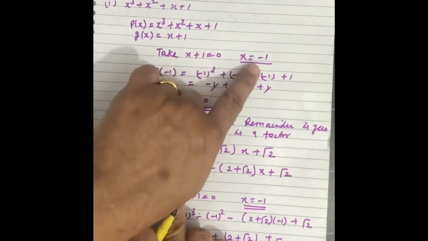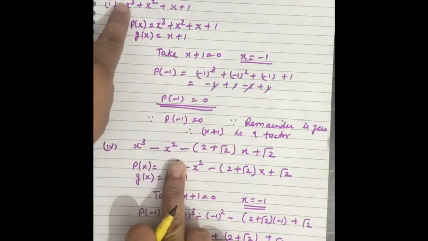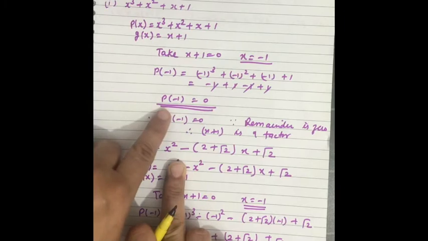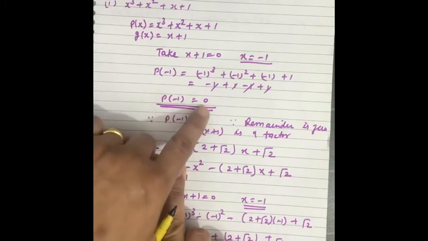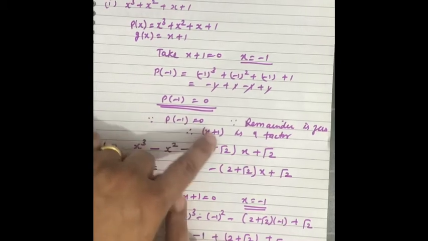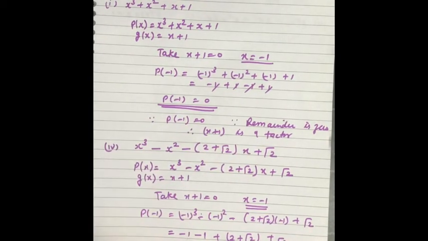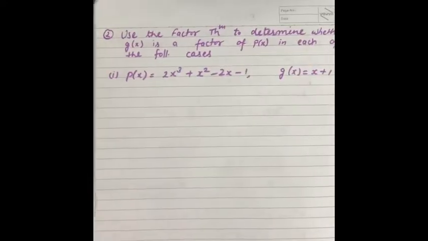We'll find the value of x, substitute the value of x in the given polynomial, then we'll find whether the remainder is coming equal to 0 or not. If the remainder is coming equal to 0, we can say it's a factor, otherwise it's not a factor. In the fourth part, it's not equal to 0, therefore it's not a factor. Okay, now we'll do the next one.